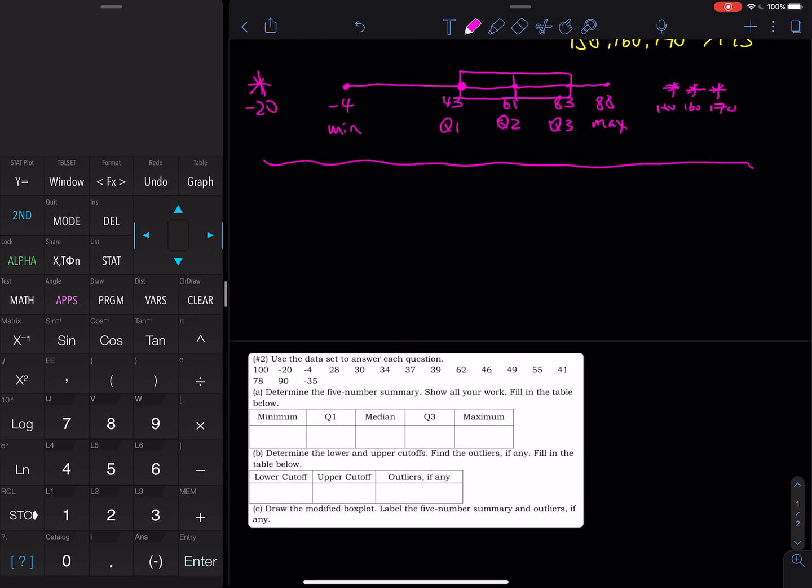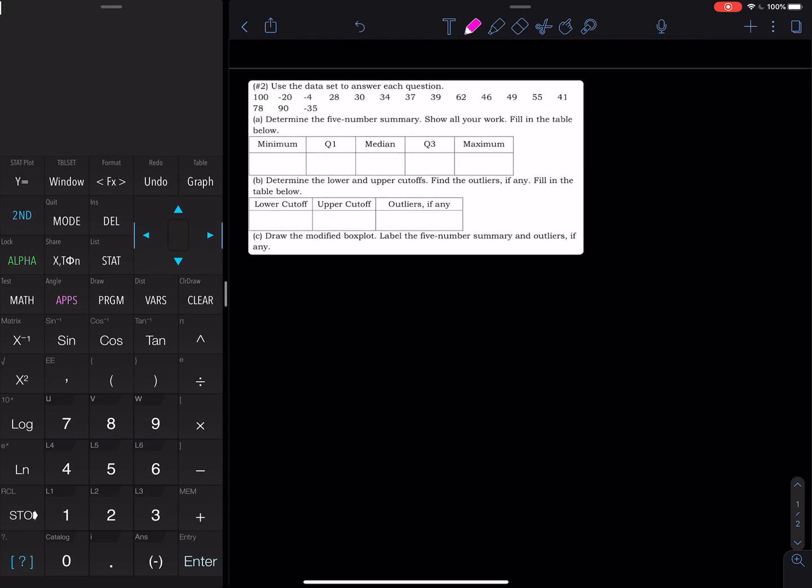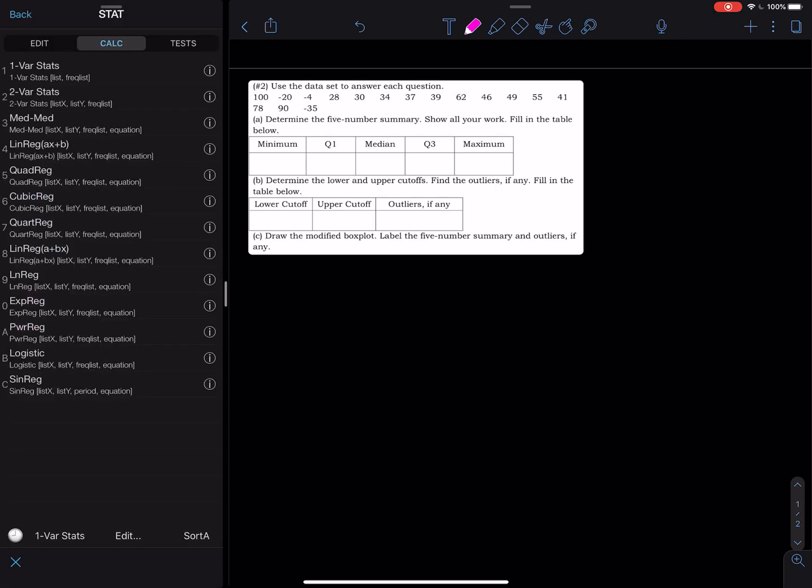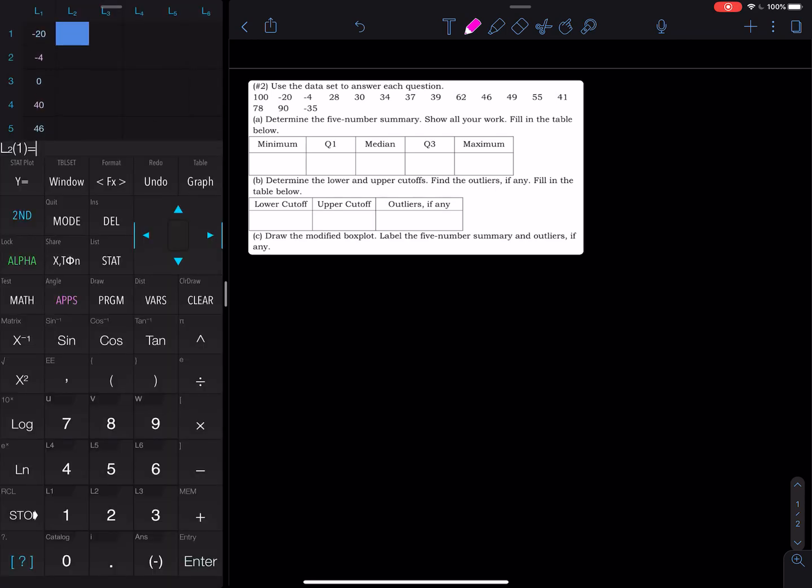So the next one, we have another data set. I want to do the same procedure. So first, let's enter the data. We go to stat, edit. I am going to put this data in L2. So let me enter the data: -20, -4, 28, 30, 34, 37, 39, 62, 46, 49, 55, 41, 78, 90, and -35.